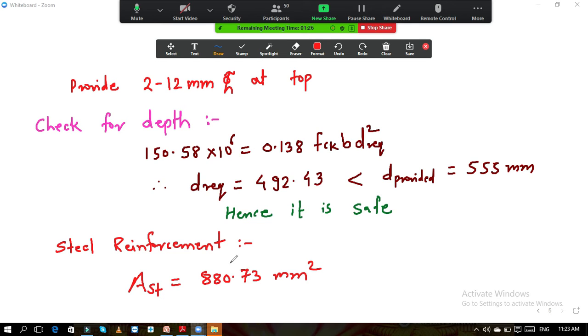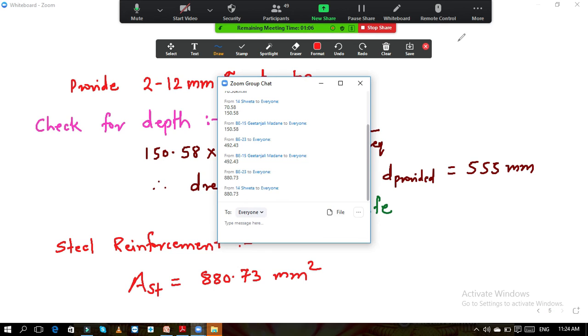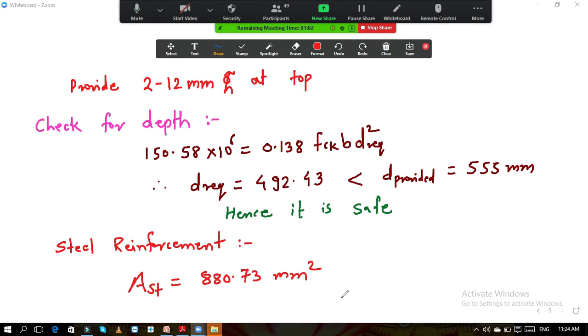The formula is AST is equal to 0.5 FCK BD divided by FY in bracket 1 minus under root 1 minus 4.6 MU upon FCK BD square. So there in place of MU you need to put the value 150.58 into 10 raised to 6. So the answer is confirmed, 880.73. So we will move forward.